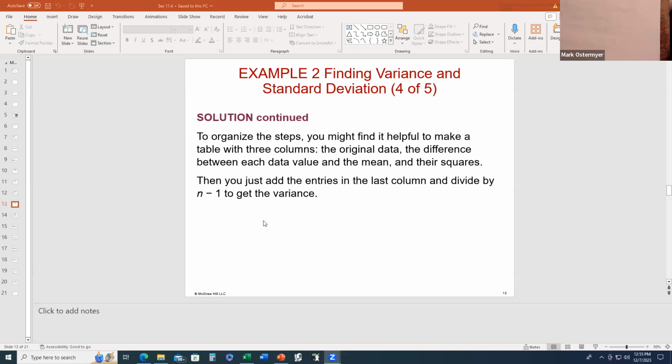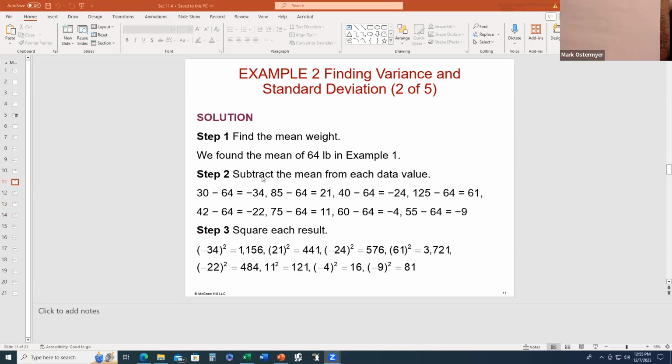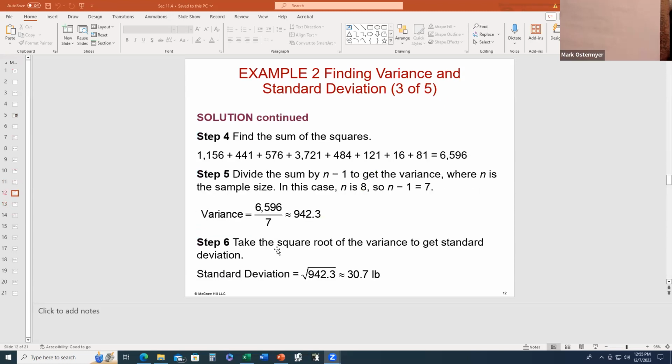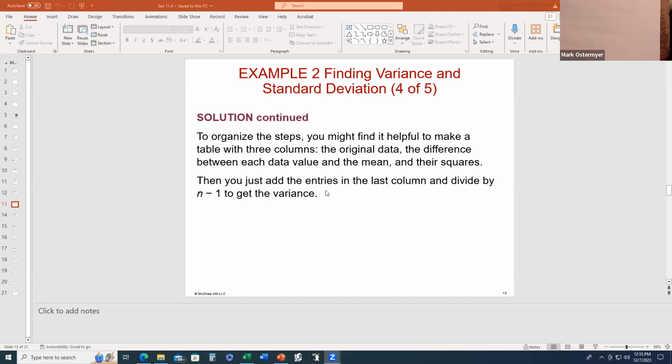Now, in order to go through all these steps, because you've got to admit there are quite a few steps here, you might want to make a table to help you compute intermediate results. And this table normally has 3 columns. The first column is the original data column. The second is the difference between each data value and the mean of the data set. And the third column represents the squares of all those differences.